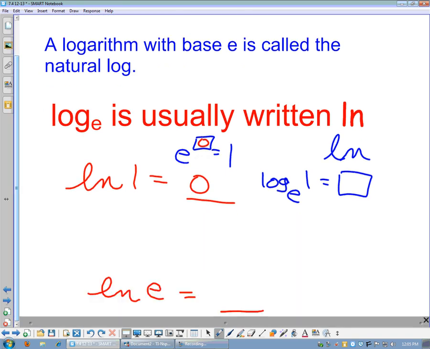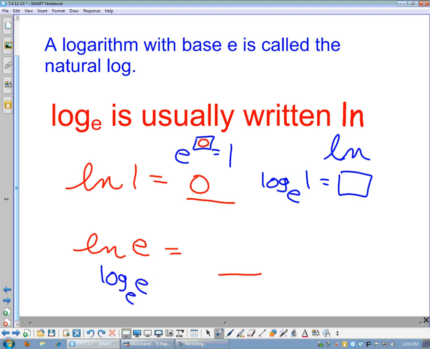And what about ln of e? What's ln of e going to equal? Well, we could always rewrite it as log to the base e of e. And that looks like one of those properties that we talked about in the last video lesson, which says if the bases are the same, it's just equal to 1. Why would it be equal to 1? Because if I translate this and write it in exponential form, it's saying e raised to what power is equal to e? That would have to be 1. So ln of e is equal to 1.